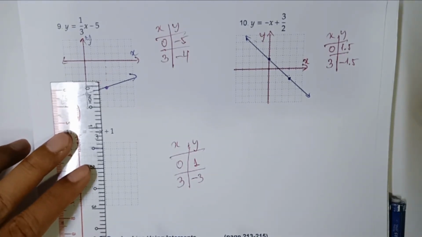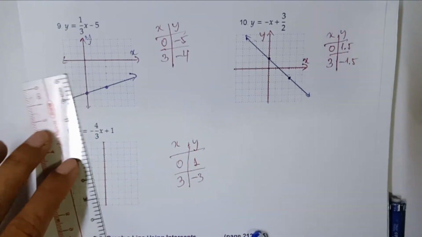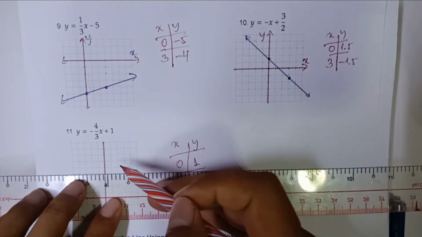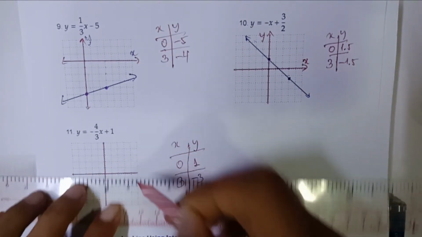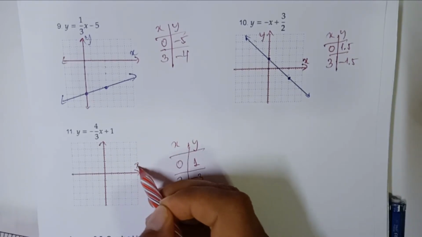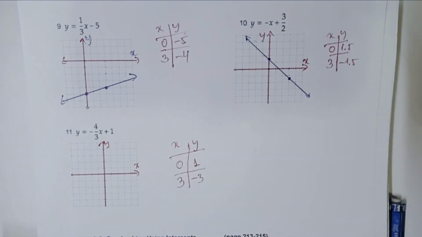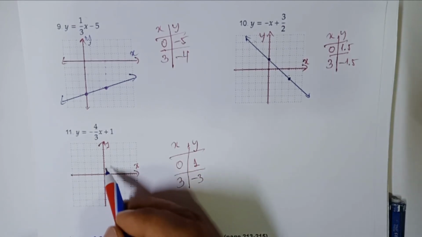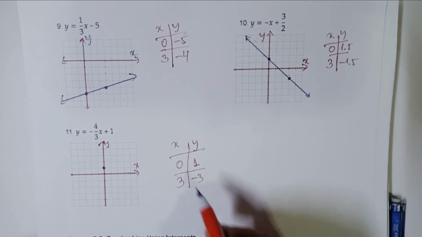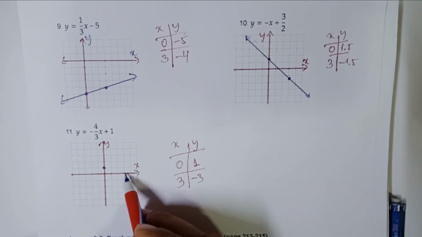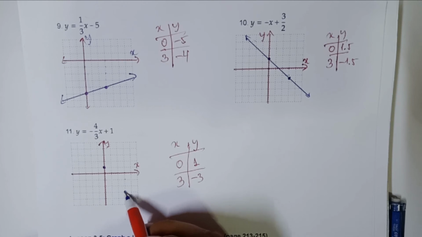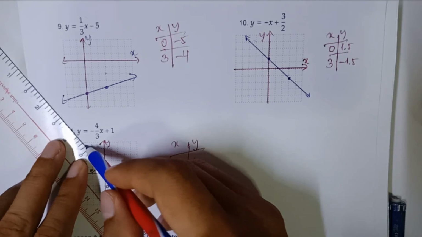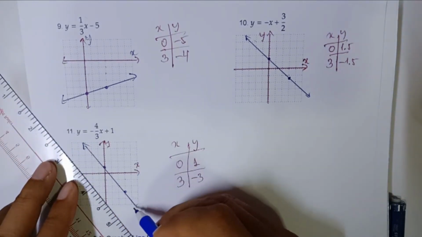Draw a Cartesian plane. Okay, so when x is 0, y is 1. When your x is 3, your y is -3. So count down 1, 2, 3. That's the point, and then you connect the points together. That will give us a line.